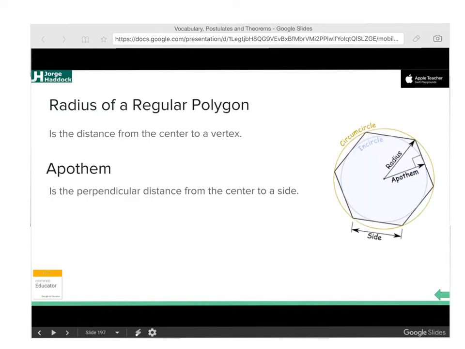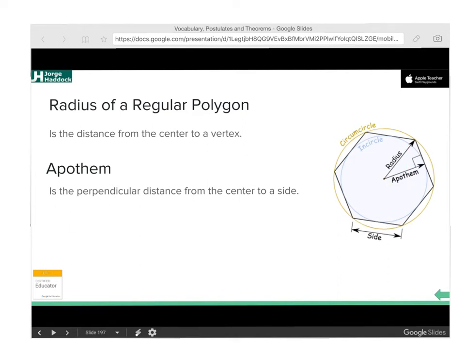So in this video we're going to be working with the area of regular polygons, right? Remember that a regular polygon is a polygon that has all sides and angles that are congruent, right? So for that we need two pieces of information. First of all, the radius. The radius goes from the center of that polygon to any of its vertices, right?